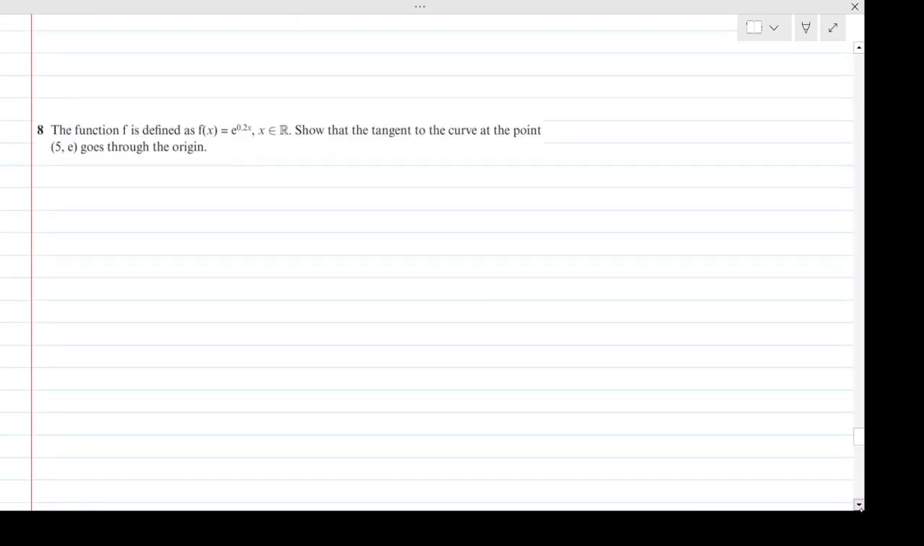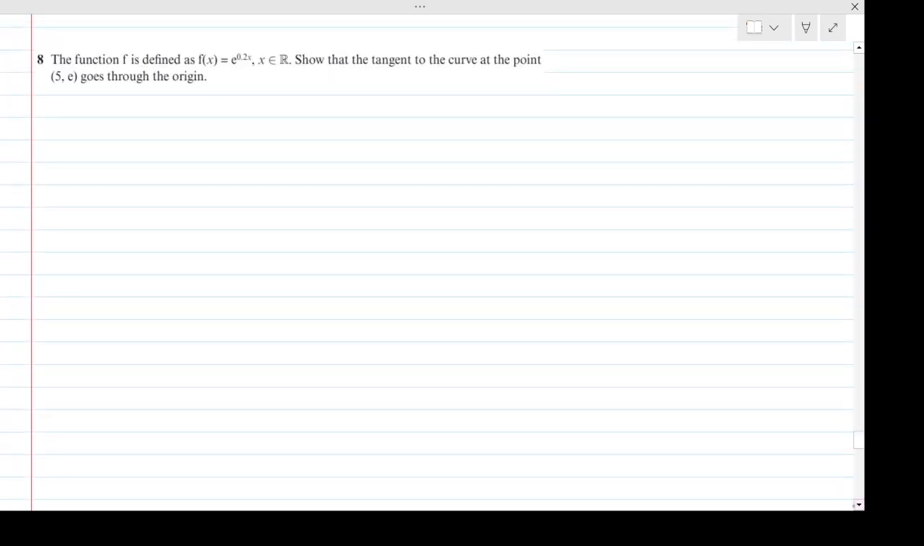Okay, we're going to finish off with this. Again, it's going to use differentiation. So I'm told the function f of x is e to the 0.2x. Okay, that's my function. I need to show that the tangent at the point 5e goes through the origin. So again, it's talking about tangents. So I'm going to need to differentiate, right?